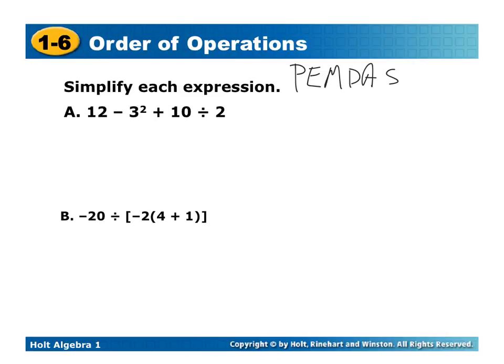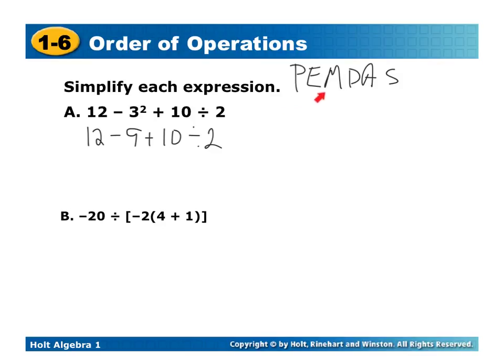So if we have 12 minus 3 squared plus 10 divided by 2, first thing I like to do is start with P. So do I have any parentheses? No. Now we look at evaluating exponents, and we have some of those. So this becomes 12 minus 3 to the second power is 9 plus 10 divided by 2. So if you look through here, the only thing that I've changed is that I substituted in 9 for 3 to the second power.